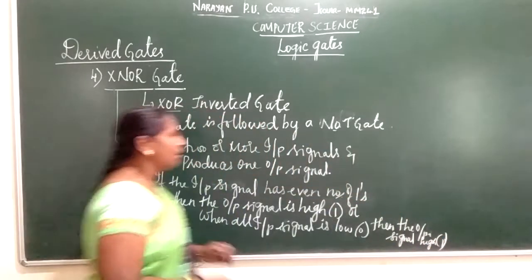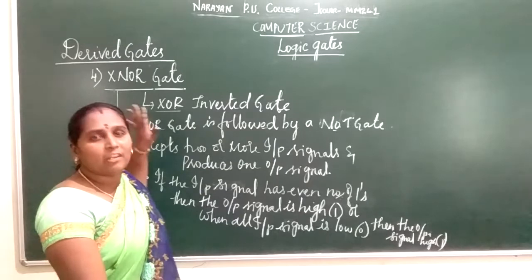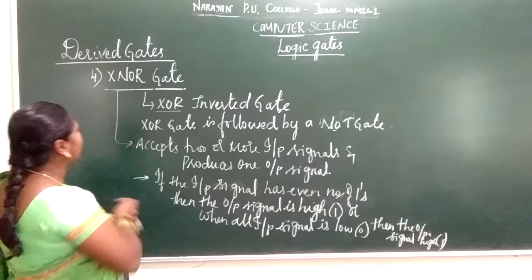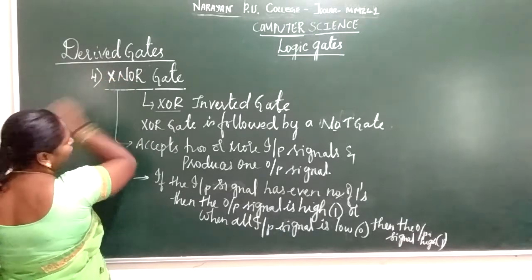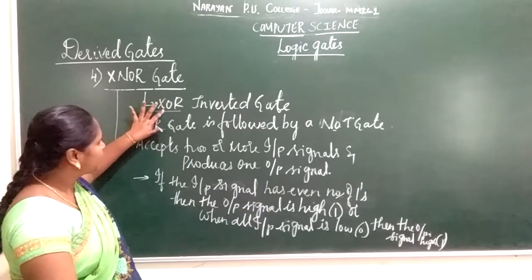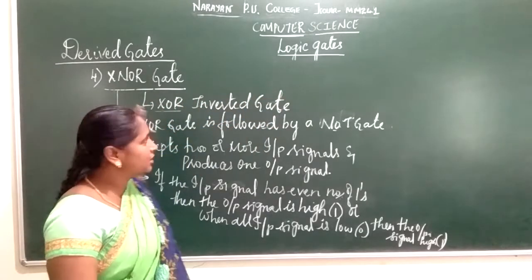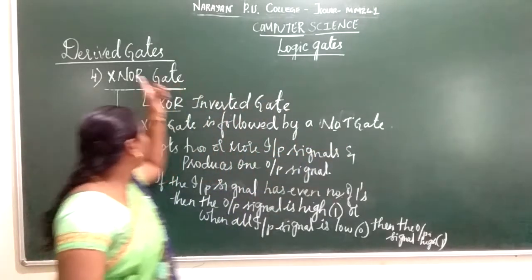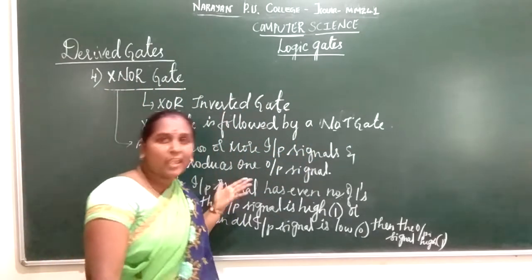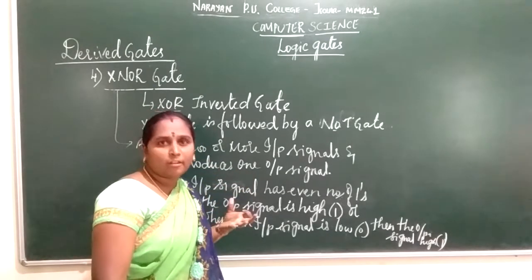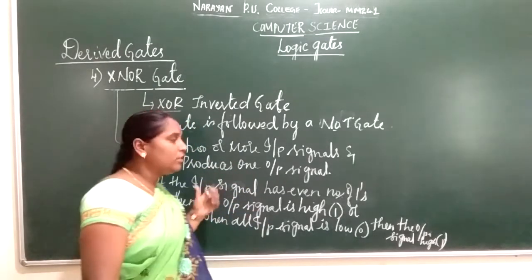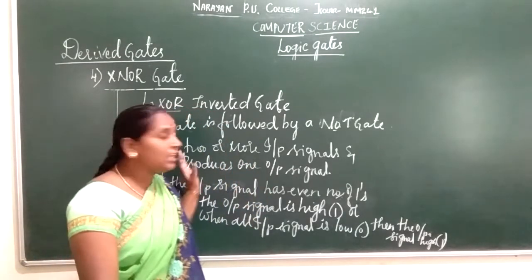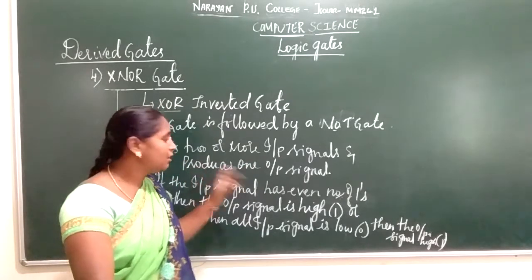What it tells is that the XNOR gate comes under the derived gates. XNOR stands for exclusive NOR gate. So that's what I have given: it is an XOR inverted gate. That means an XOR gate followed by a NOT gate is the XNOR gate, quite the opposite of an XOR gate. There we saw that an odd number of ones means the output voltage is high. Here we see that an even number of ones exists, because it is a NOT gate, just a complement of the XOR gate. When an even number of ones is available in the input signal, the output is high.